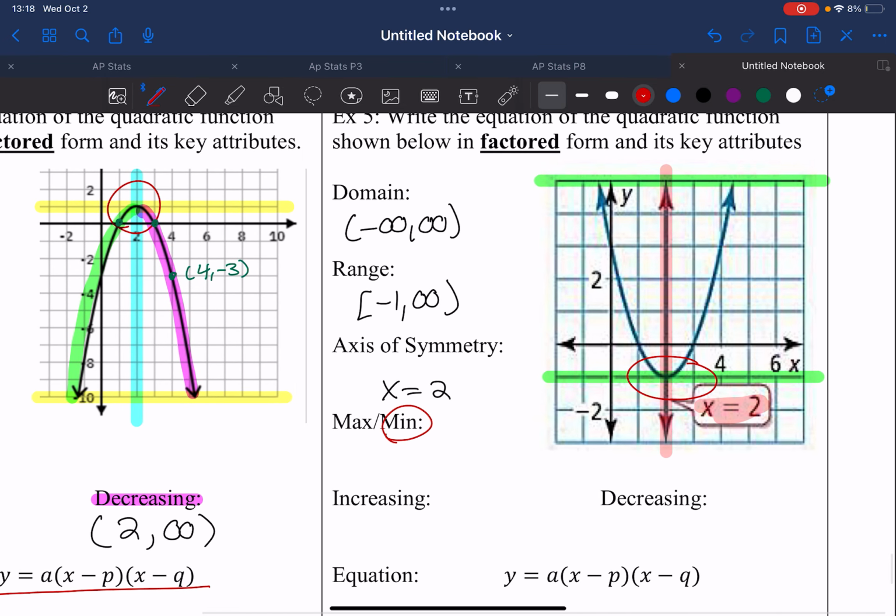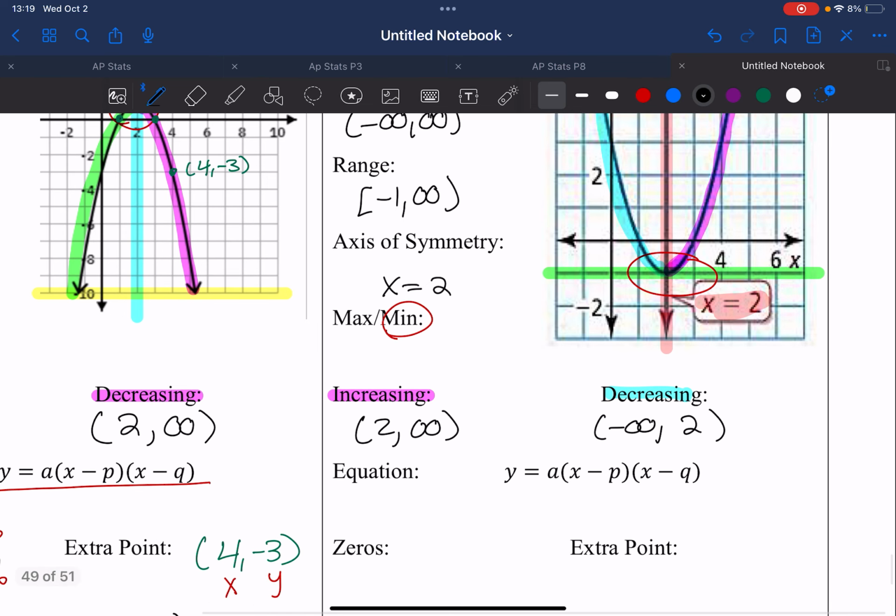And since this parabola is now facing up, just like examples on the front, we know that my increasing and decreasing parts are going to be exactly the same as the other example. So I know that this is decreasing on the left side and increasing on the right side. So I would take my increasing part, start with the axis of symmetry, which is 2, and go to infinity. And my decreasing part, start with negative infinity and end with my axis of symmetry, which is 2.